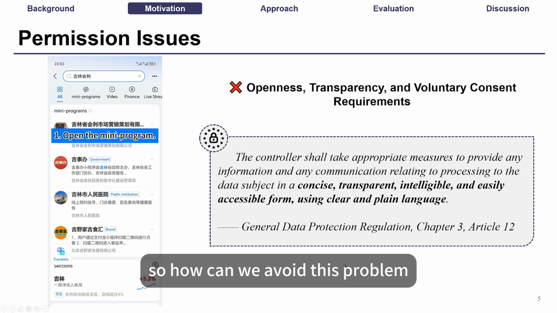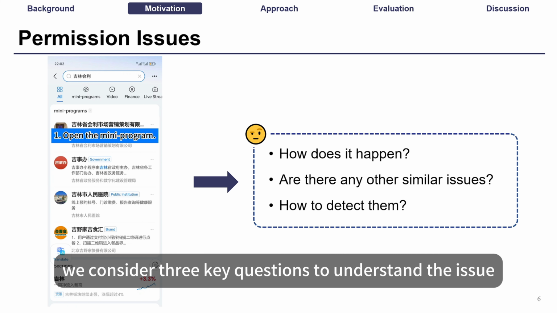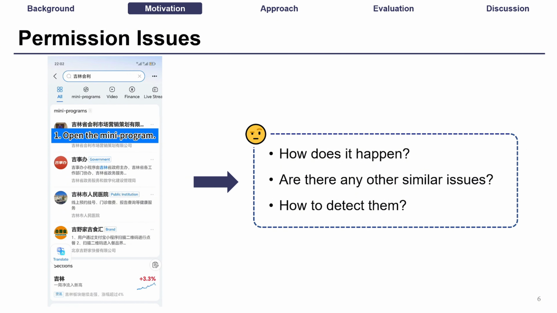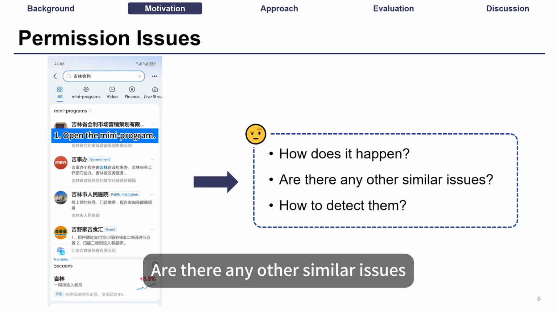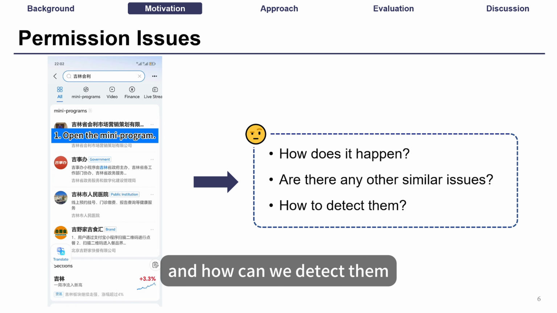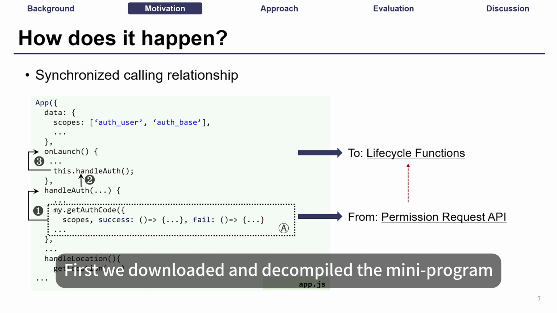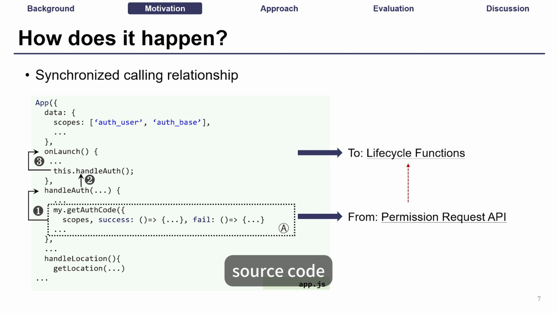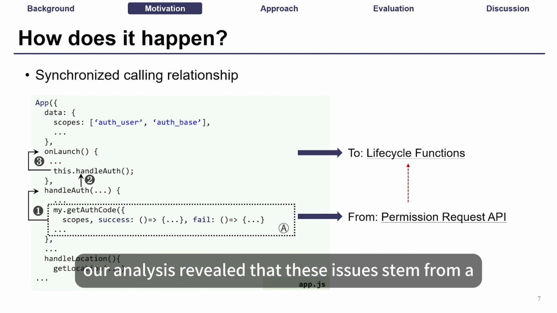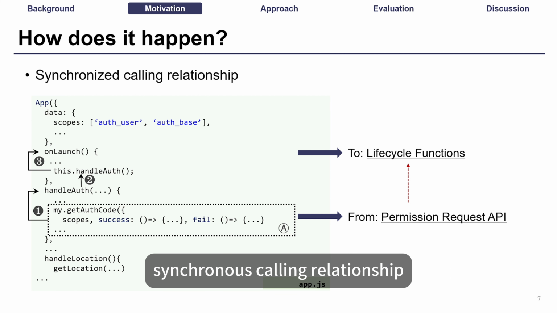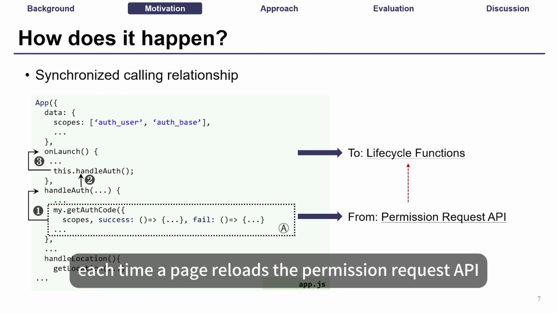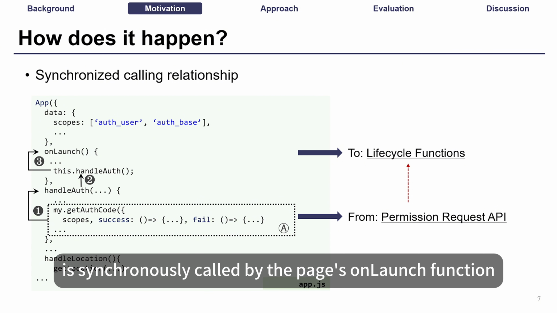So how can we avoid this problem? We consider three key questions to understand the issue. How does it happen? Are there any other similar issues? And how can we detect them? First, we downloaded and decompiled the mini program source code. Our analysis revealed that these issues stem from a synchronous calling relationship. Each time a page reloads, the permission request API myGetAuthCode is synchronously called by the page's onLaunch function.